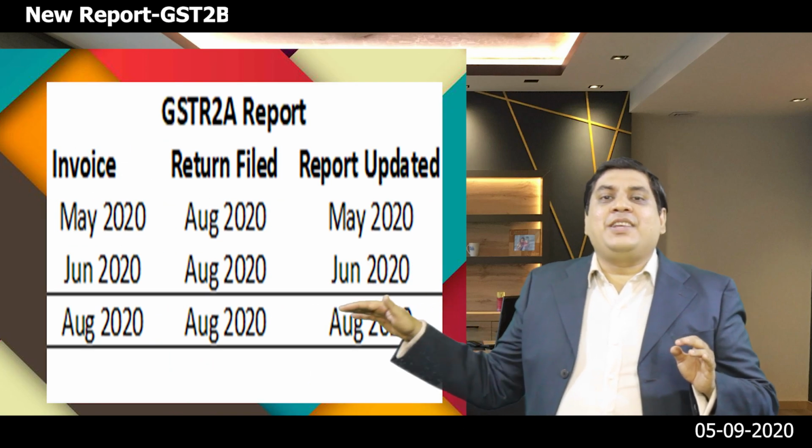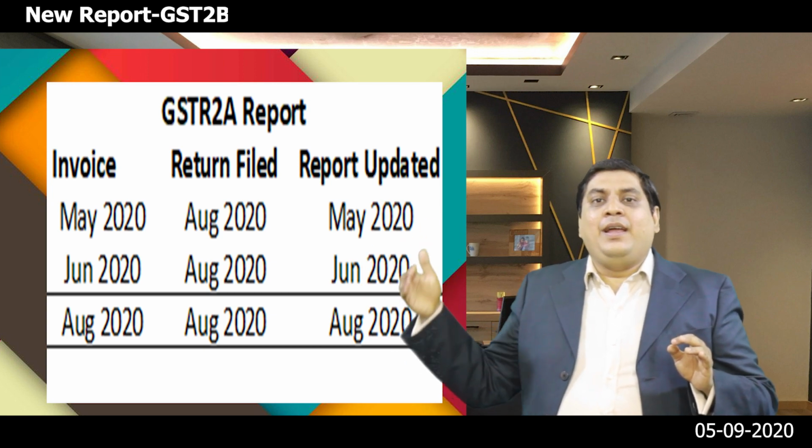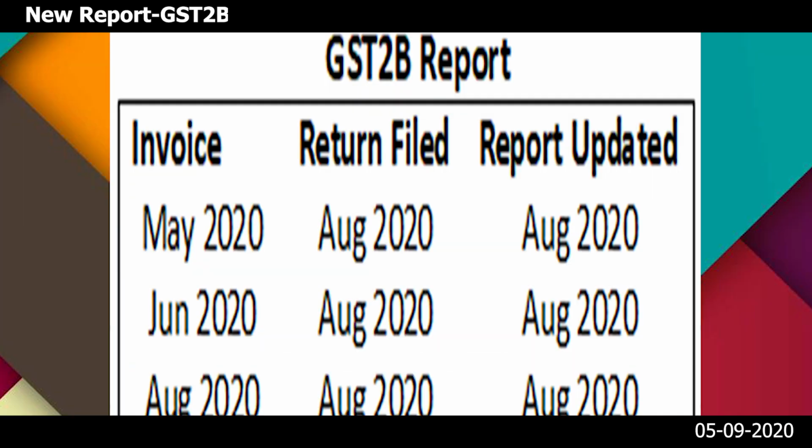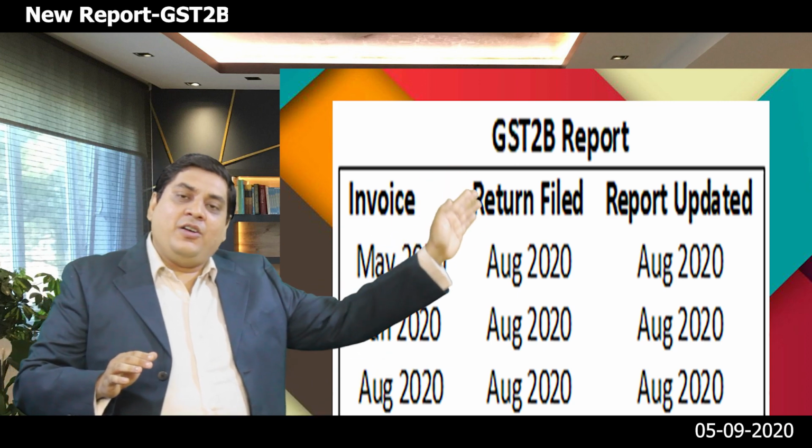This made matching very difficult. People had to download the same month's report again and again and do the reconciliation. There were instances where suppliers used to file with a delay of 6 months, 9 months and more, making this reconciliation an extremely tedious process. This will go away with the GSTR 2B report, where if May, June and August invoices are filed together in August, they will still appear only once, in the August report.